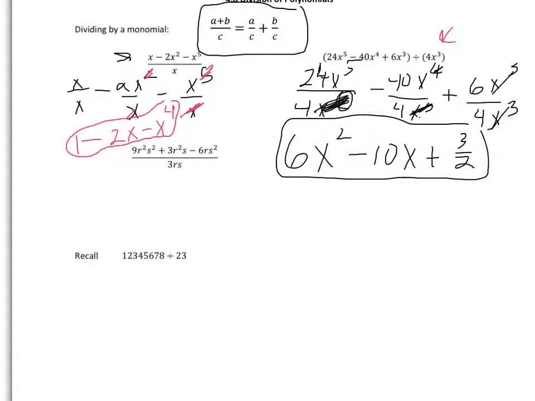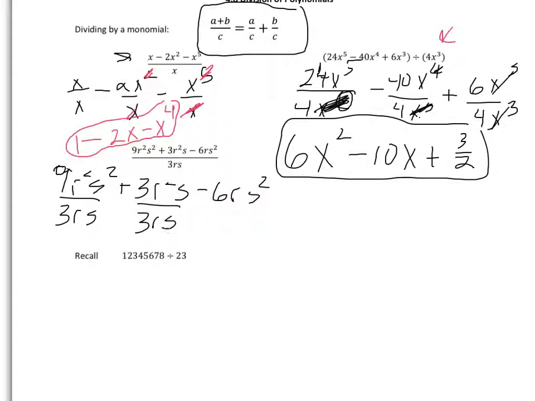So here, because we're dividing by a monomial, we can split this up. We can say we have 9r squared s squared plus 3r squared s minus 6rs squared, over 3rs, over 3rs, over 3rs. So we're splitting up each of these terms in the numerator and dividing by its denominator. So we just do it piece by piece.